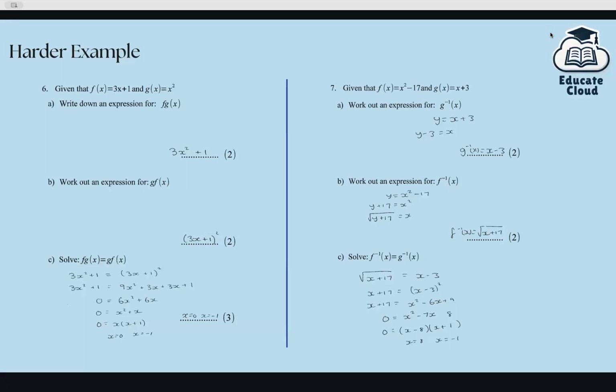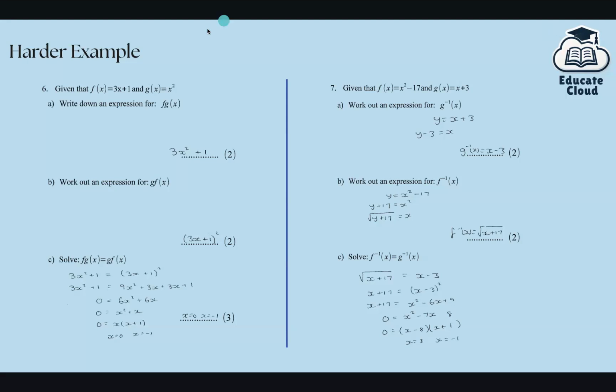Okay, so here's the answers. Now I'm going to go through each one in a bit of detail. With the first one, we're going to find g of x, which is x squared, and put it into f of x. So x squared now just becomes my x here. So it's going to be 3x squared plus 1.